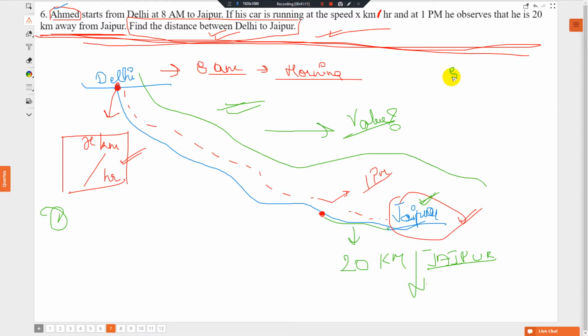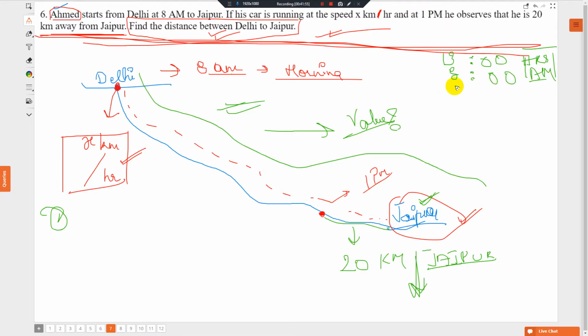We know that 8 a.m. is written like this. For 1 p.m., we won't write p.m. directly, because 1 a.m. is also possible, not only p.m. So in that case, we use the 24-hour clock. And in the 24-hour clock, we won't use p.m. or a.m. We just use hours.